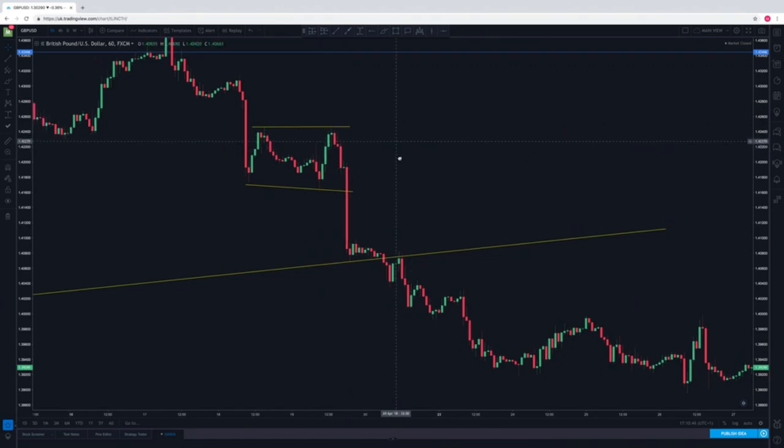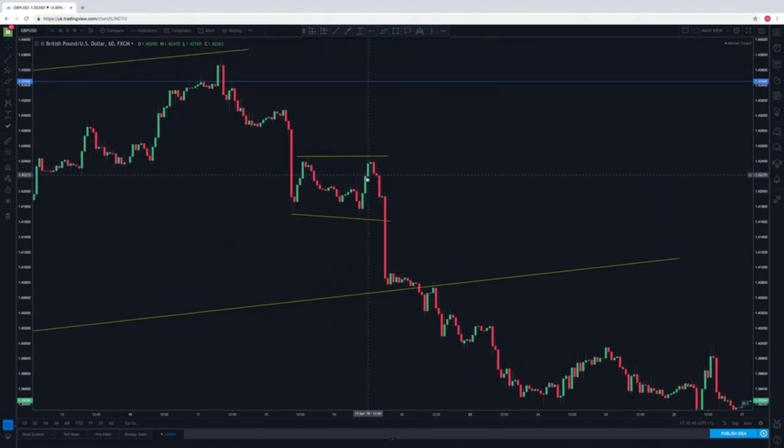Now, the question some people ask me is, is that still valid, or is it invalid because it wasn't next to each other? This is what you have to read between the lines and realize: the market is imperfect. It's not picture perfect every single time.